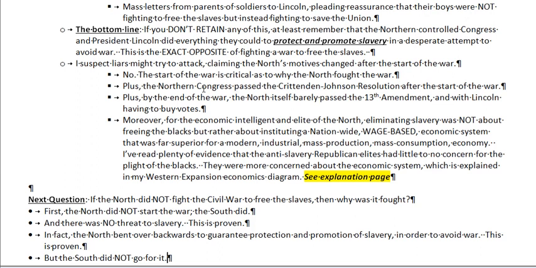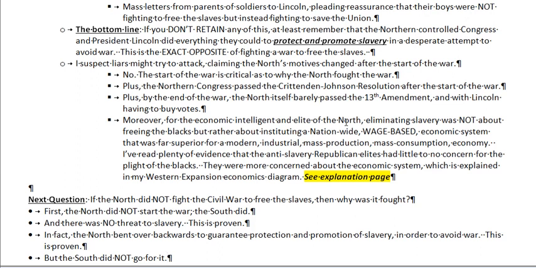Plus, by the end of the war, the North itself barely passed the 13th Amendment, even as the war is going on. It's almost over, and they barely want to pass it, and Lincoln had to buy votes. Moreover, for the economic, intelligent, and elite of the North, these guys were against slavery, but that doesn't mean they gave a damn about the slaves.